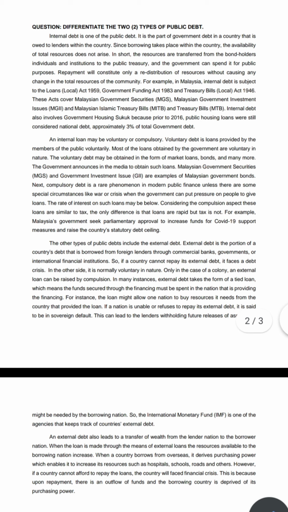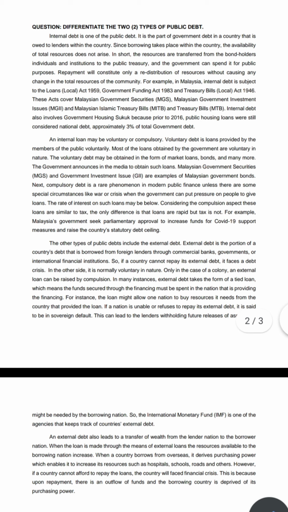In addition, internal loans may also be voluntary or compulsory. Voluntary debt is government debt that is normally of a voluntary nature and is owed to persons and organizations controlled by the government through bonds. Examples of Malaysian government bonds are Malaysian Government Securities (MGS) and Government Investment Issues (GII).